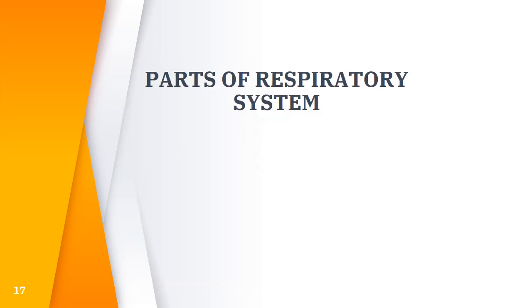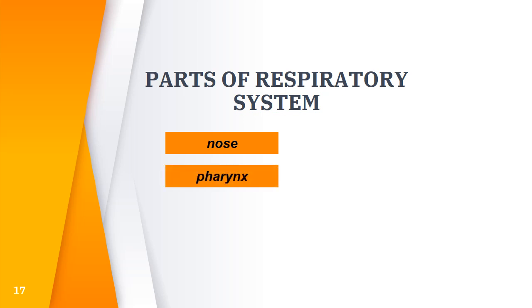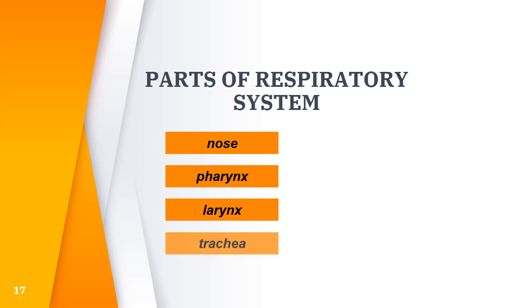Let us recall the different parts of the respiratory system. Let's start with the nose. It provides the entry of air into our body. We also have the pharynx, which connects your nose to your mouth. We have the larynx, also known as the voice box. We have the trachea, also known as the windpipe.